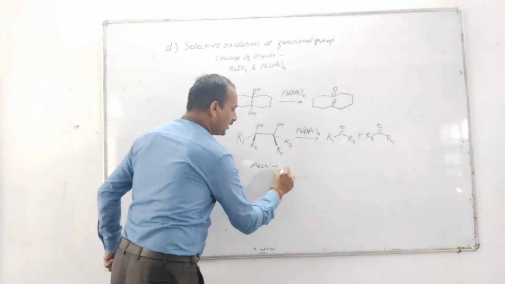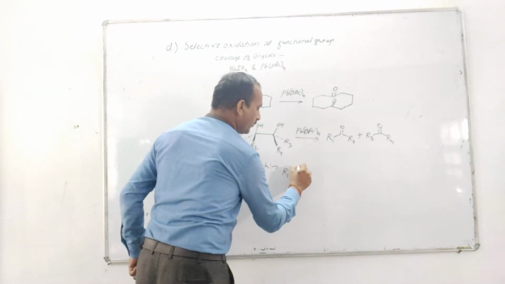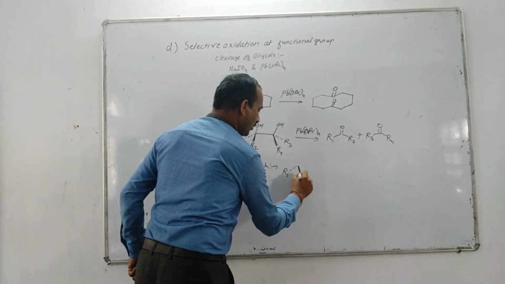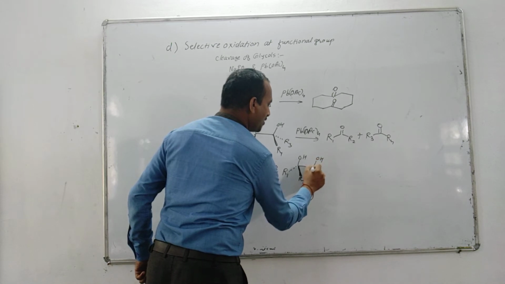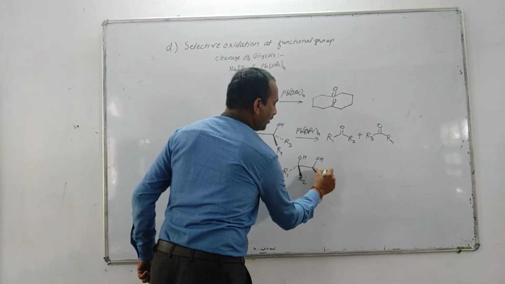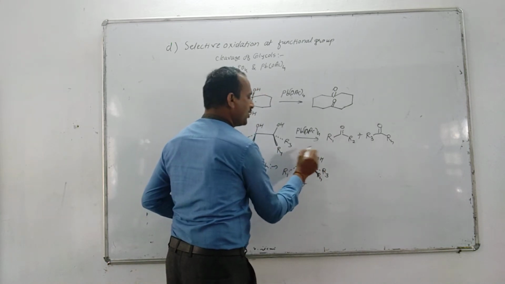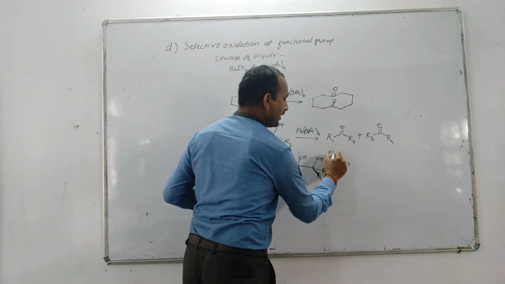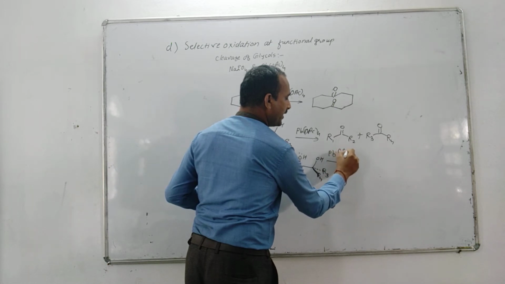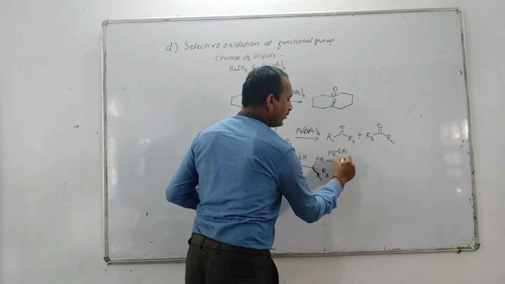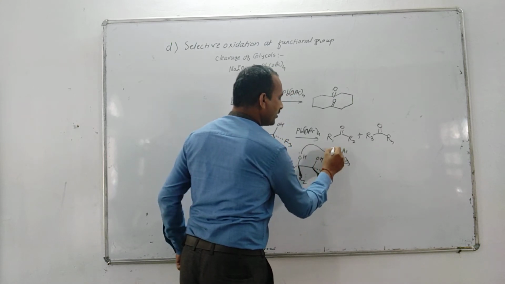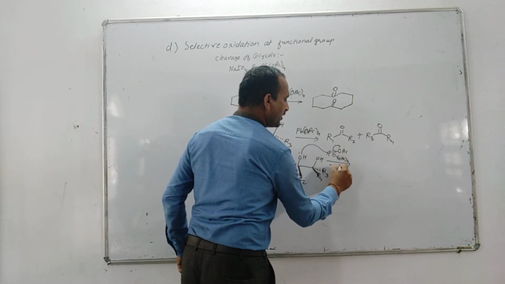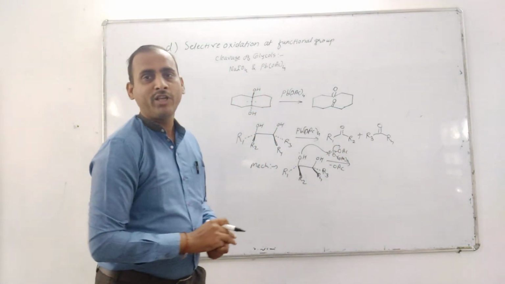Mechanism: R1, R2, OH, R4 and R3. Now this OH attacks the lead tetraacetate, so Pb(OAc)4. The lone pair attacks the lead, there is loss of OAc. The acetate group is removed as it is a good leaving group.